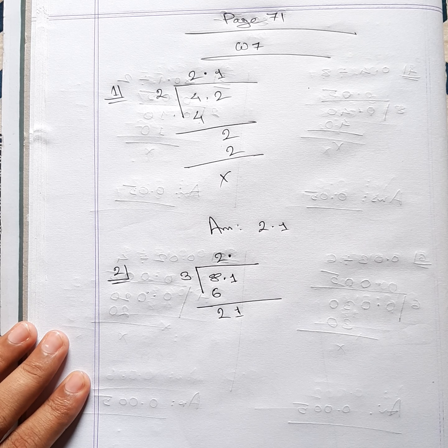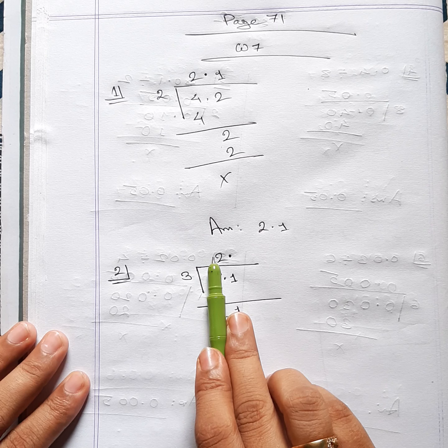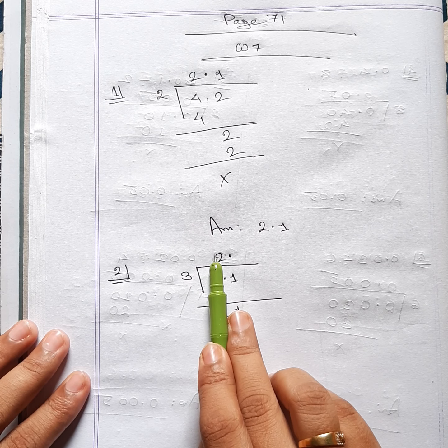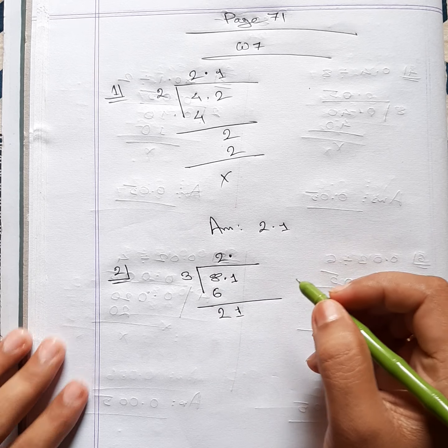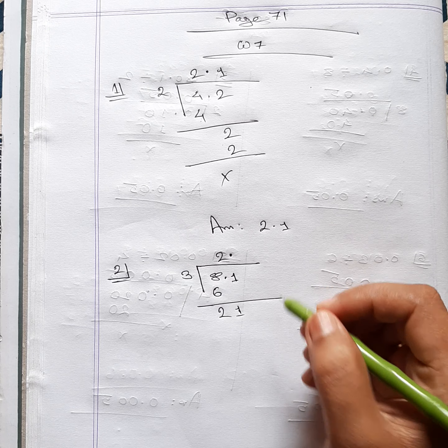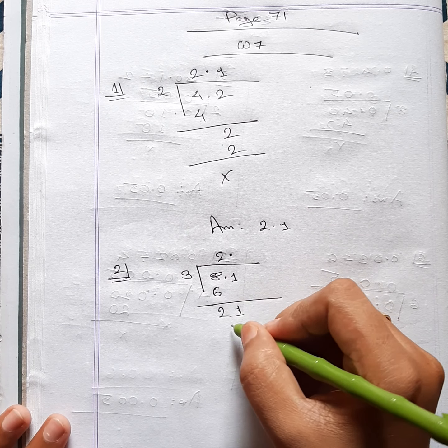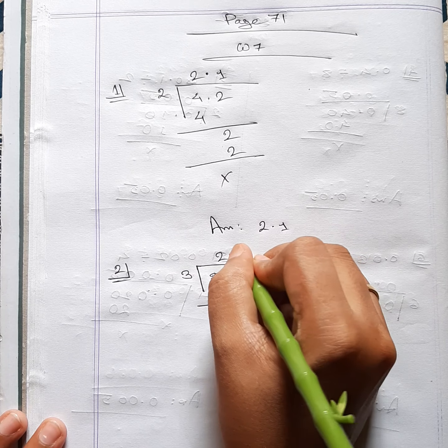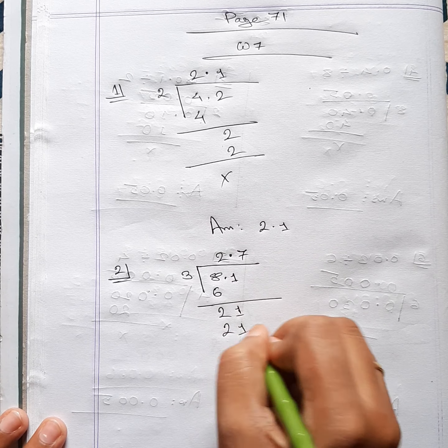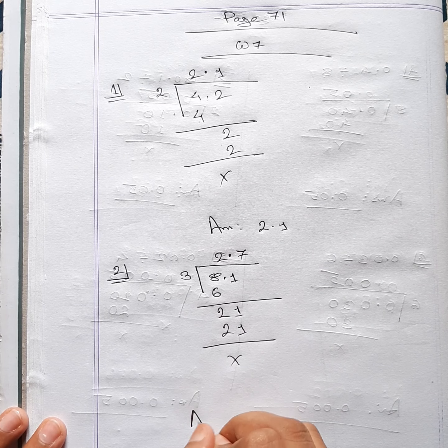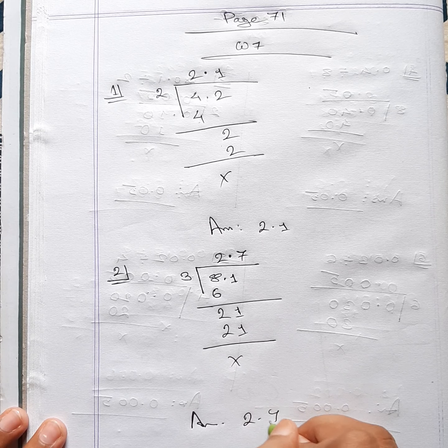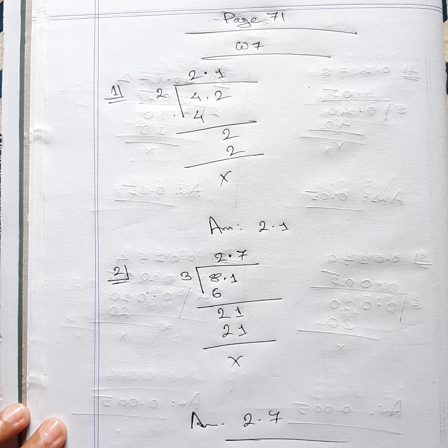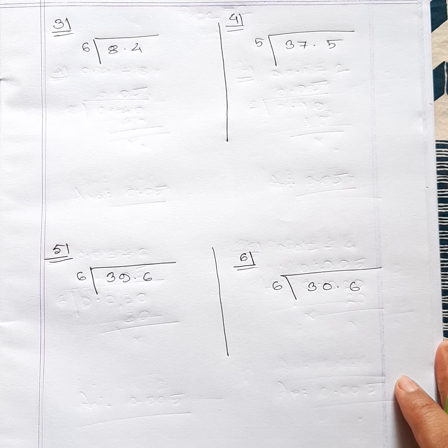I think I have moved a little bit from the number line. I'm sorry about it, very sorry about it. Okay, now it is 21. We will go for 7 times. Your answer is 2.7. Okay, let's do the rest of them.